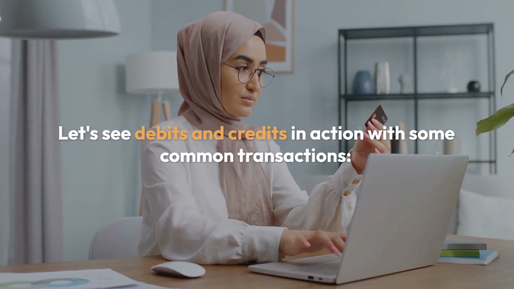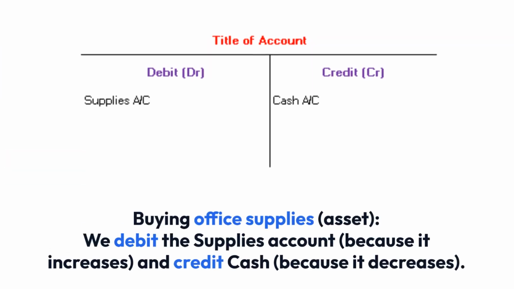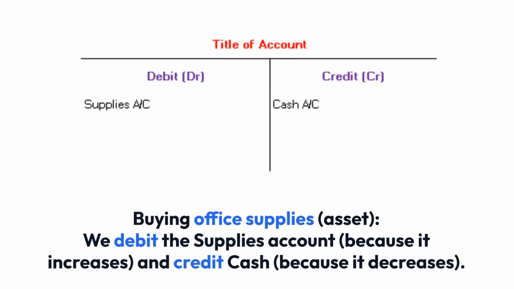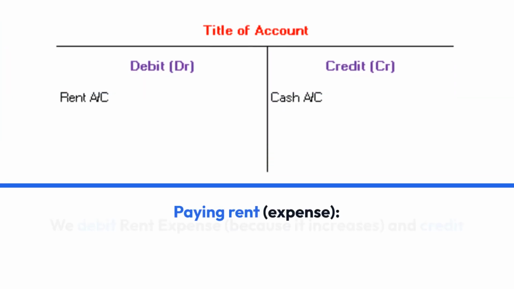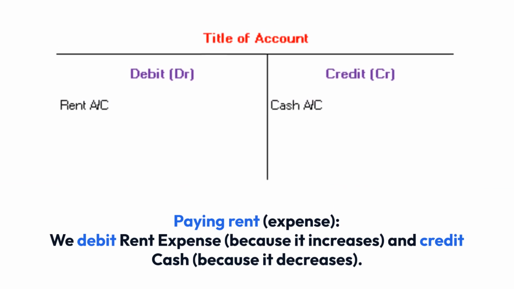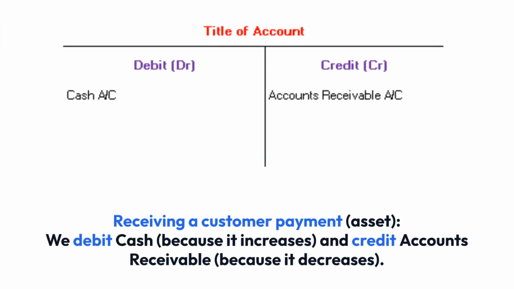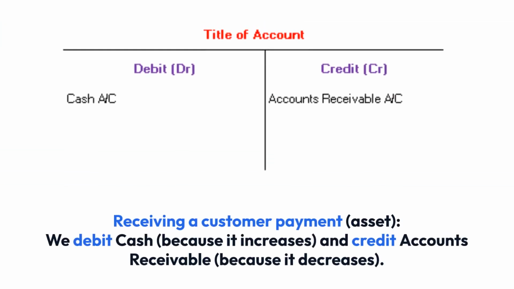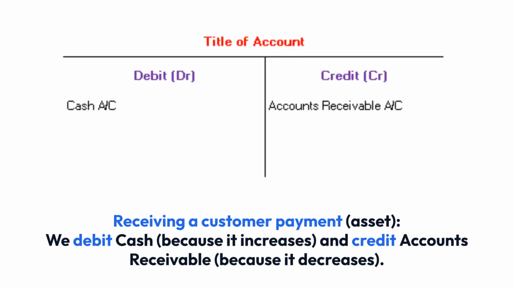Let's see debits and credits in action with some common transactions. Buying office supplies, an asset: we debit the supplies account, because it increases, and credit cash, because it decreases. Paying rent expense: we debit rent expense, because it increases, and credit cash, because it decreases. Receiving a customer payment, an asset: we debit cash, because it increases, and credit accounts receivable, because it decreases.